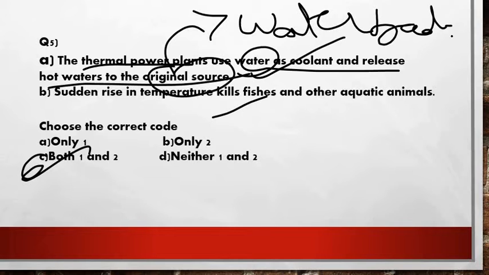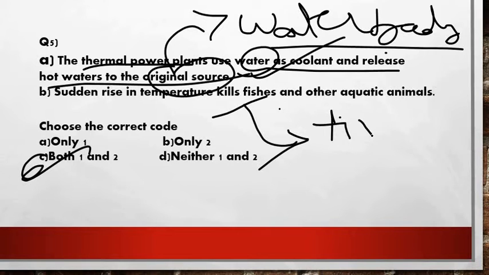Next statement says sudden rise in temperature kills fish and other aquatic animals. So this statement is also true, because when the temperature increases, the aquatic animals or marine animals which are present in that situation, in those circumstances, can't tolerate such increased temperature. Due to this, harm will occur.